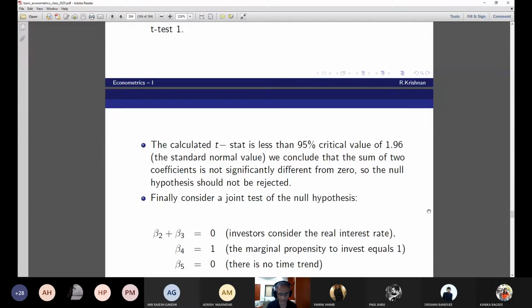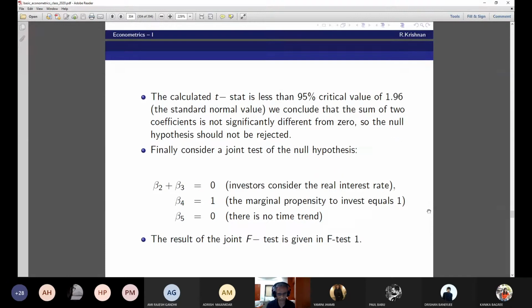How would you test this? This is a joint test of the null hypothesis. Can we do it individually? Individually also you can test it using the t-stat. Now we shall see a joint test, or the F test, and you will see the conflict of results. How do you conduct the joint test? The result of the joint F test is given in F test 1 in your output. I should have asked you, did you check the R matrix? Check the R matrix and small r.